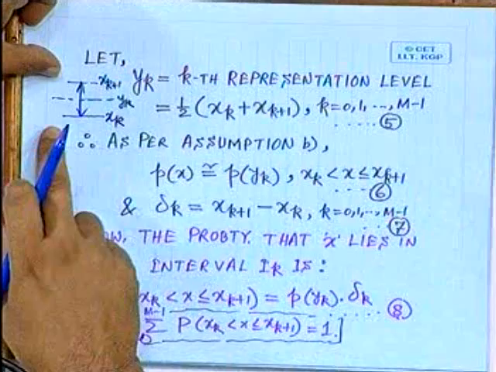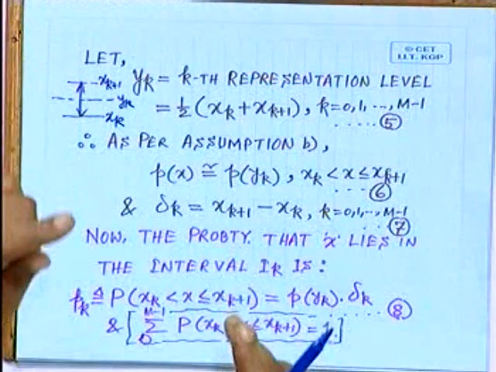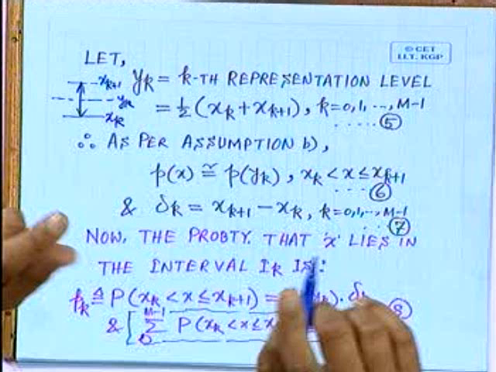The difference between xk and xk plus 1 is actually on the horizontal axis, because that is the input to the quantizer. The step size is on the y axis. I am trying to understand the kth interval for the quantizer. It means the range of the input signals. If the input signal is between xk and xk plus 1, then there must be one quantizer output allowed level in between.